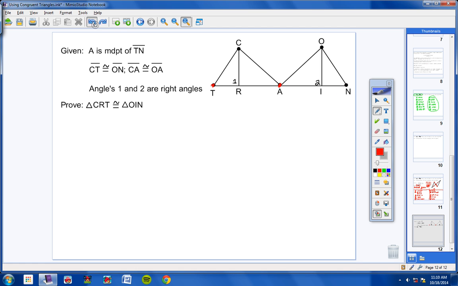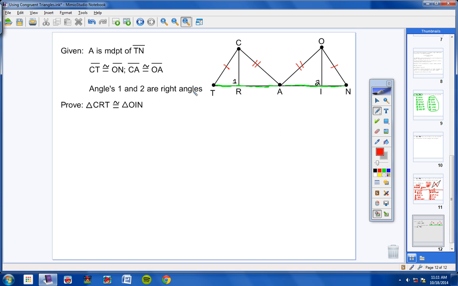The problem is if I put a slash here, you might think it refers to RA. Or if I put a slash here and here, you might think it refers to TR. So I'm going to do something a little unusual in geometry. You can do this however you want to. I'm just going to highlight the side. I'm going to say TA is congruent to AN, okay? So there we go. Now continuing on, CT is congruent to ON. So here's CT, put a slash, congruent to ON, put a slash. CA, put 2 slashes, is congruent to AO. So put 2 marks here, okay?